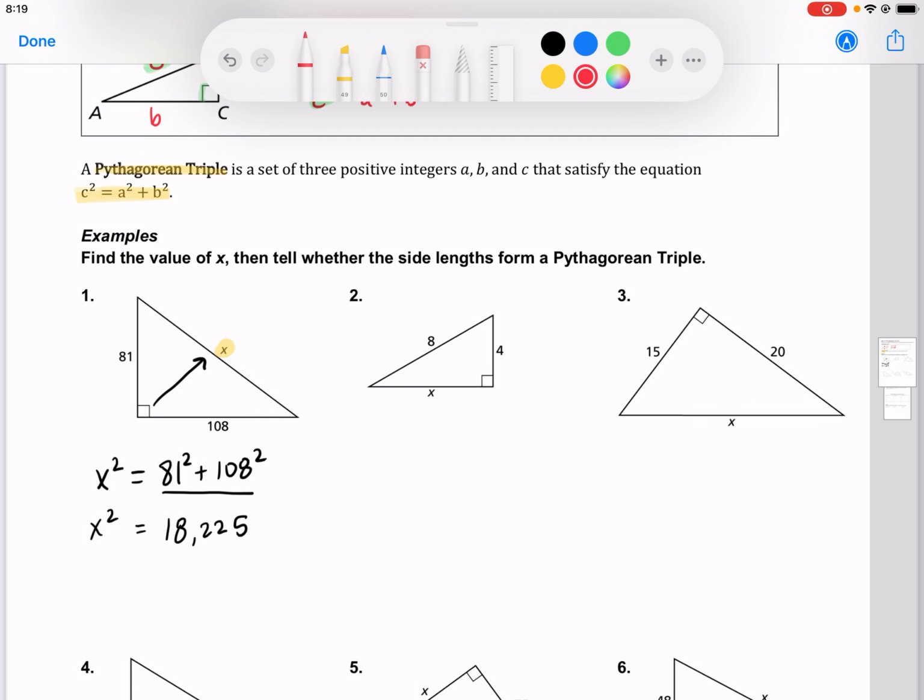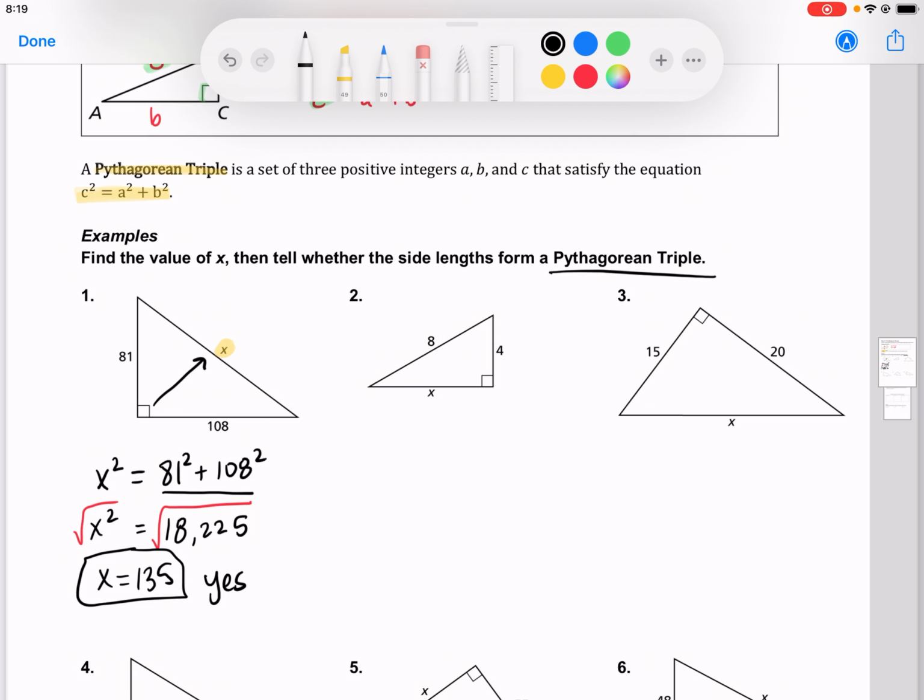18,225. And then you take the square root of that, and the square root of, I need to clear my calculator. The square root of 18,225 is 135. So that's our x. So then it tells us to say if it's a Pythagorean triple. Well, since this is an integer, we would say yes. So there's no decimals. That's what I mean by integer, and so on. Let's go ahead and do our next problem.